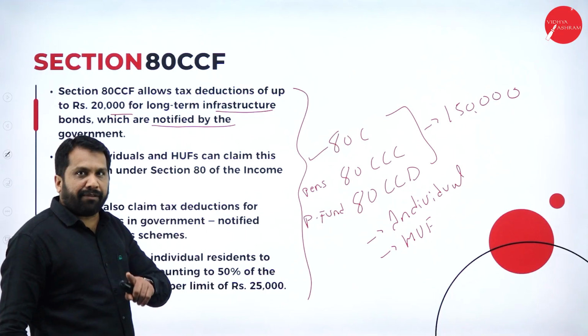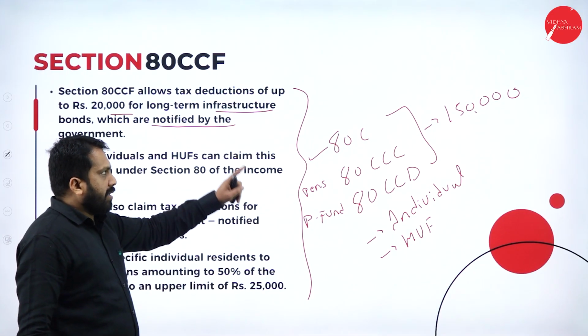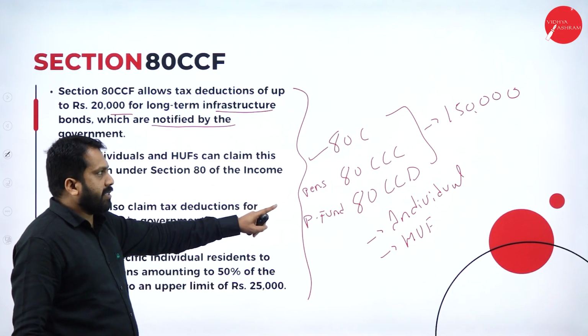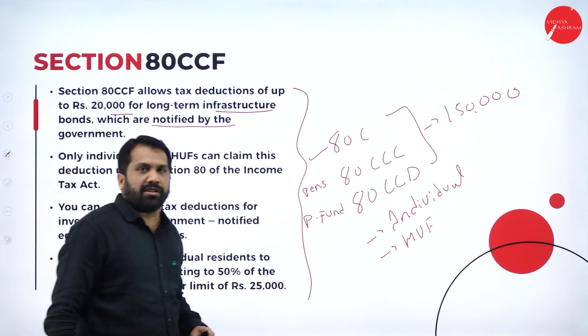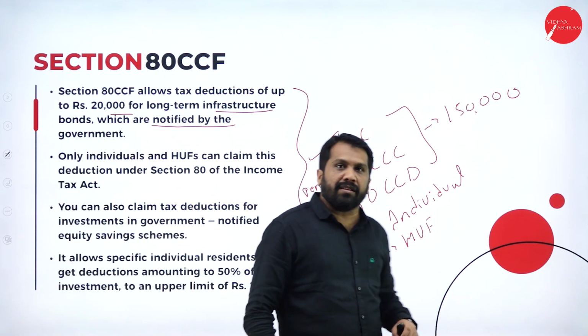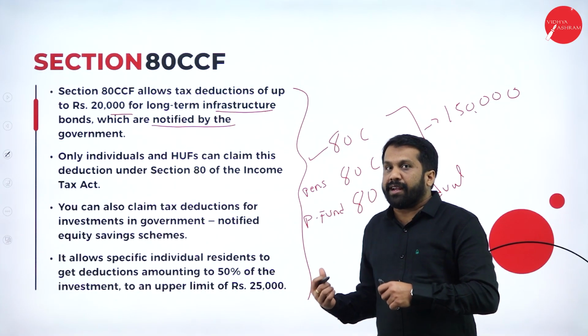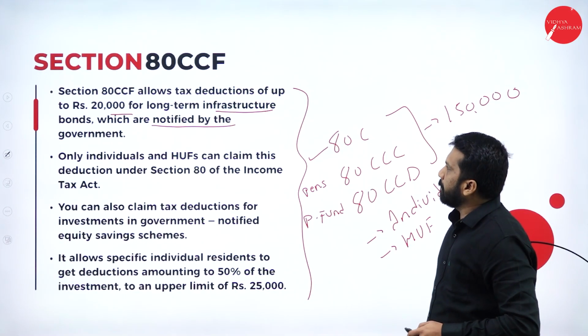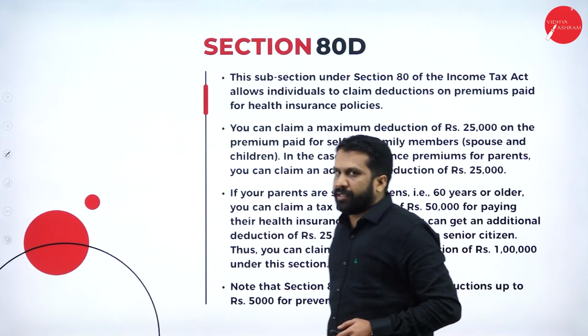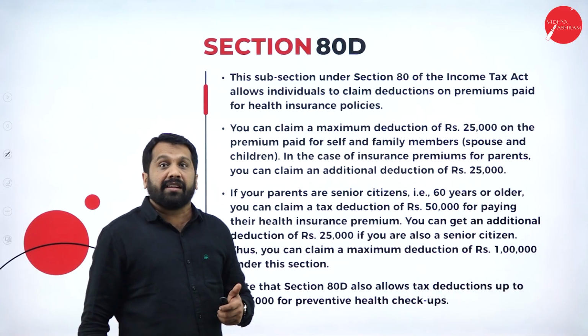Yeah, limit 1,50,000. All the investment, 80C, 80CCC, 80CCD, all put together, the maximum limit is 1,50,000. You should not exceed. You can make the investment, but you can claim up to 1,50,000. Once you are done with this, we'll go with the next one, 80D.